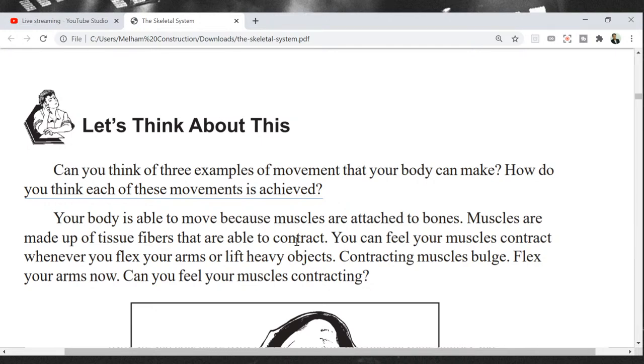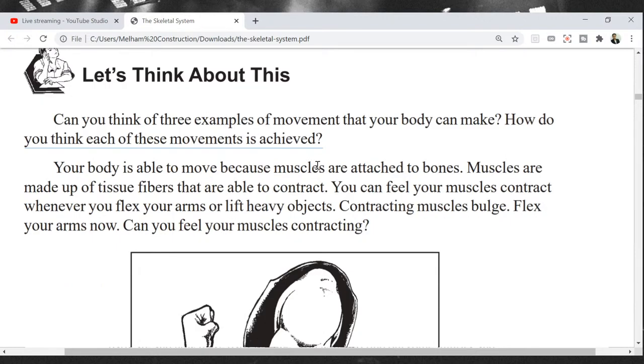Okay? So, your body is able to move because muscles are attached to bones. Kasi nakadikit yung muscles natin sa bones. Pansinin yung buto-buto na sinigang na baboy. Sarap, di ba? Nakadikit yung laman doon sa buto. Ganon din sa atin. Muscles are made up of tissue fibers that are able to contract. Sinabi contract, gumagalaw.